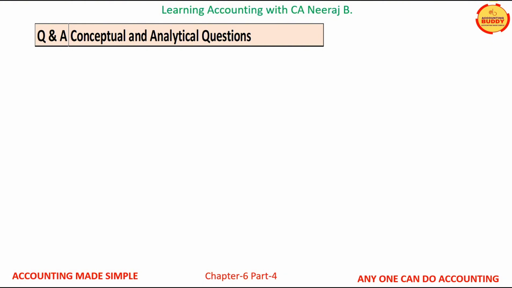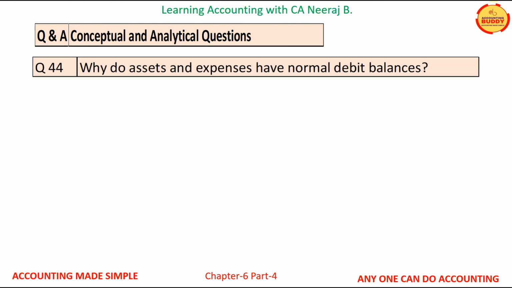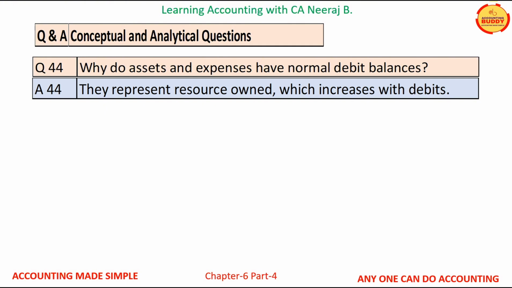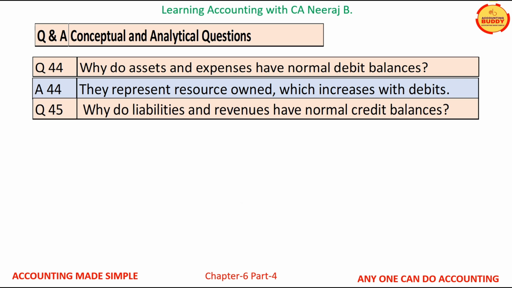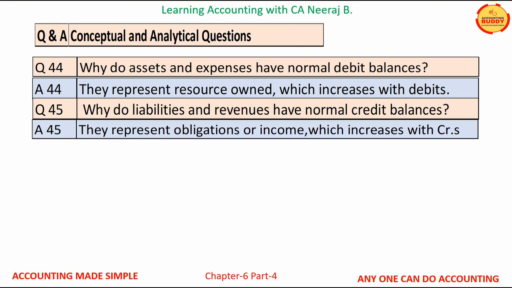In this section, we will take up conceptual and analytical questions. Question number 44 is why do assets and expenses have normal debit balances? The answer is they represent resources owned which increase with debits. Question number 45. Why do liabilities and revenue have normal credit balances? The answer is they represent obligations or income which increase with credits.